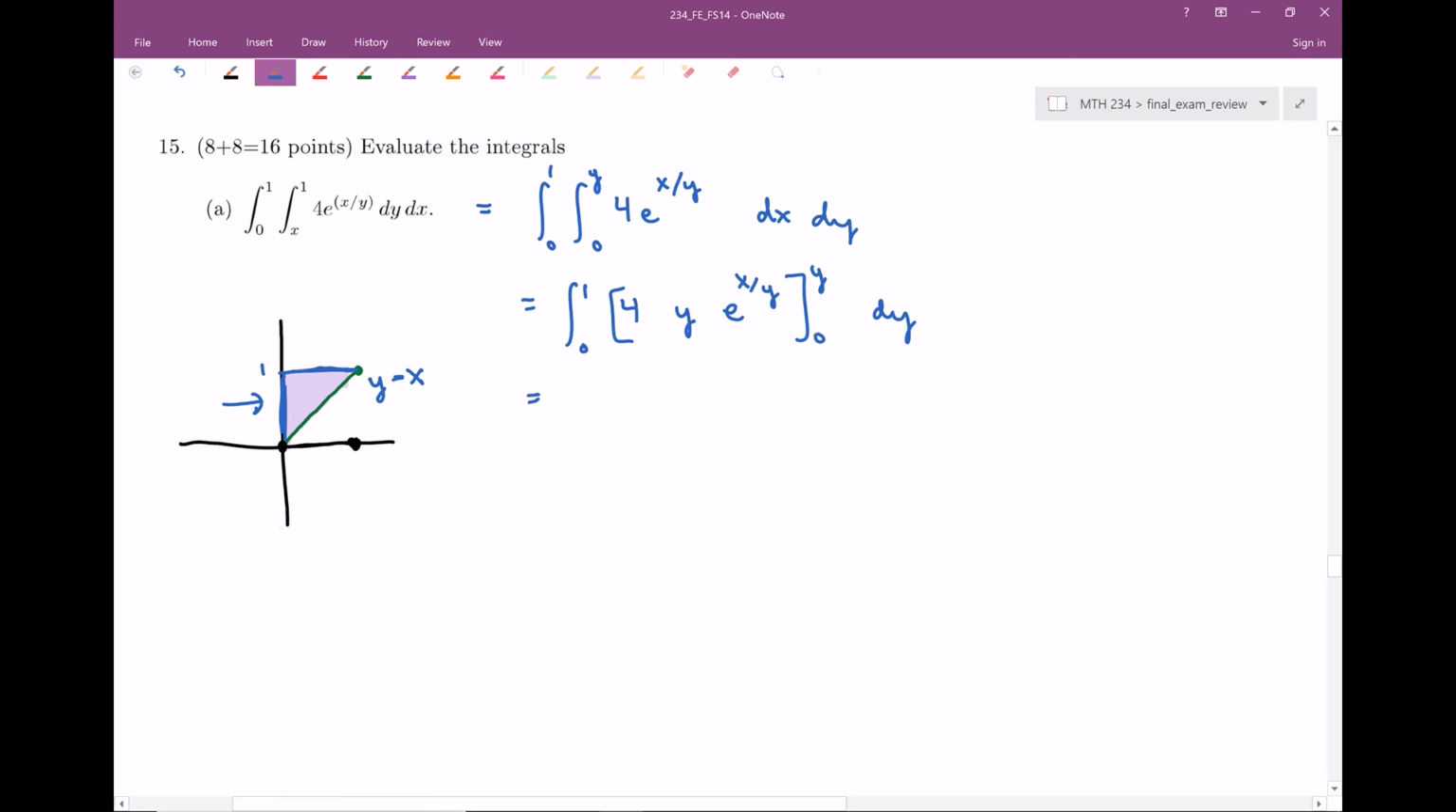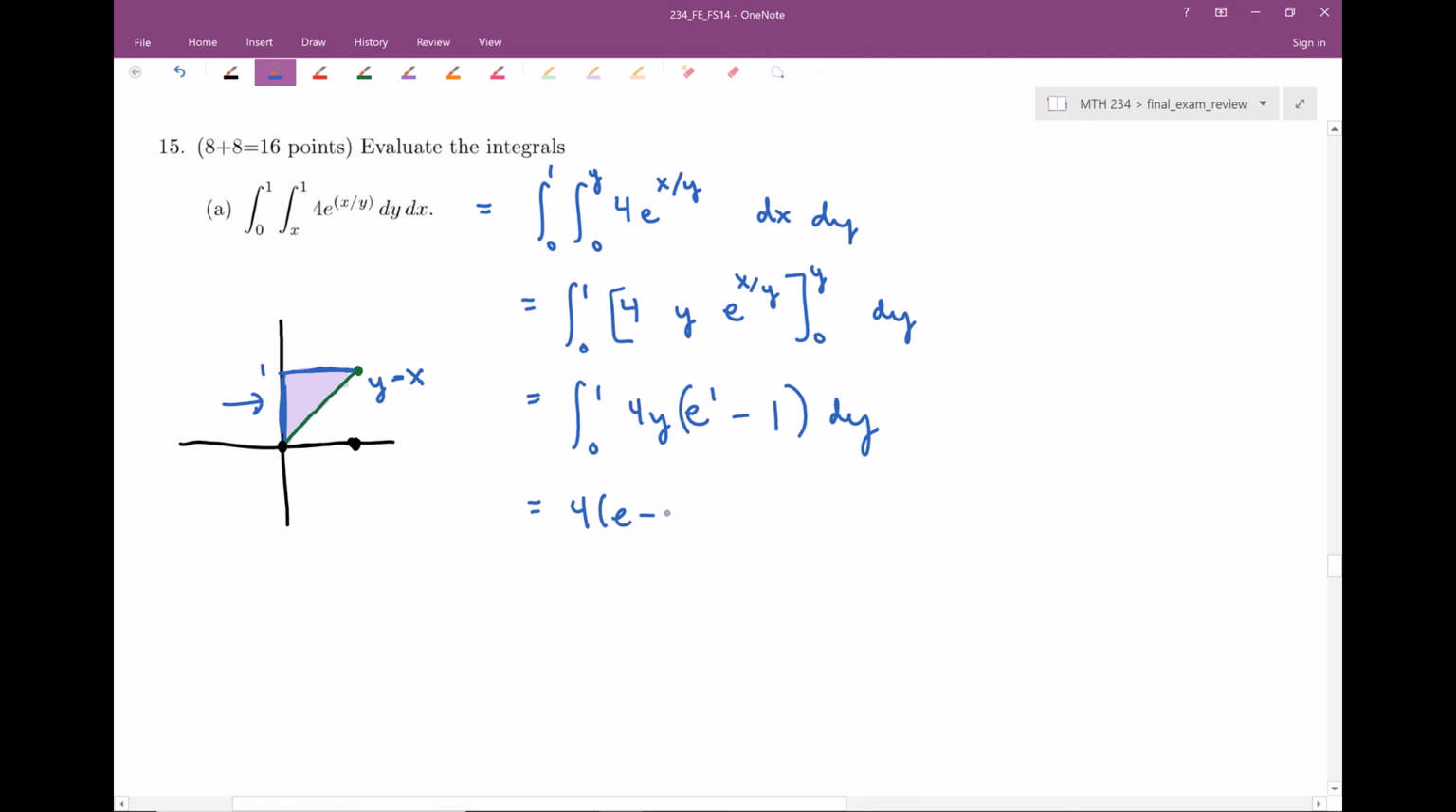Alright, now let's go ahead and plug in 0 and y everywhere we see an x. So I'm going to have 4y e to the, when I plug in y, I'm going to have y over y, that's just going to be 1. Subtract away, when I plug in 0 everywhere I see an x, that's going to be e to the 0, that's just going to be 1. Alright, so this is some constant here. Also, 4 is some constant. Let's go ahead and factor out all of these constants here.